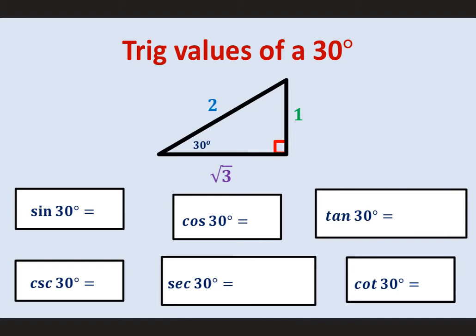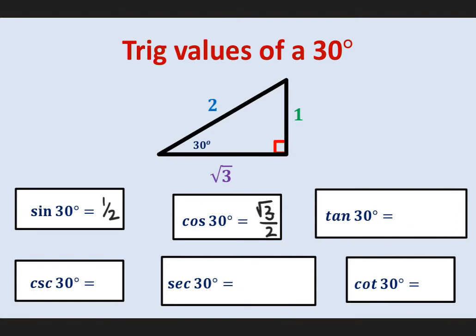So first of all, we're going to do sine of 30 degrees. So here's 30 degrees right here. Sine is your opposite over hypotenuse. So the sine of 30 degrees is 1/2. We'll then do cosine of 30 degrees. Cosine of 30 degrees is your adjacent over hypotenuse, so that's root 3 over 2.